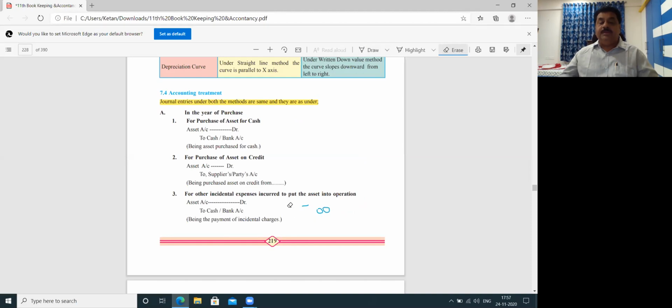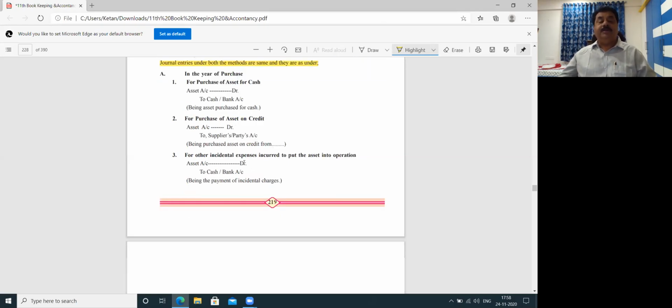So these are the entries for purchasing of the asset. Now, whenever the asset is purchased, मतलब asset आप कभी भी purchase करो, ऐसा नहीं है in beginning only asset is purchased. The asset can be purchased any point of time. फर्स्ट ईयर में एक परचेस किया, सेकंड ईयर में और एक परचेस किया, थर्ड ईयर में और एक परचेस किया. So whenever you are purchasing the asset, what is the journal entry? That is the asset account debit to cash or bank, cash or bank account. If it is purchased on credit, asset account debit to supplier or party account.